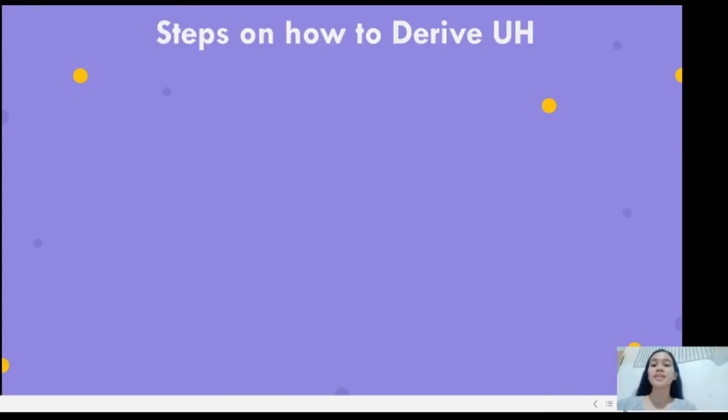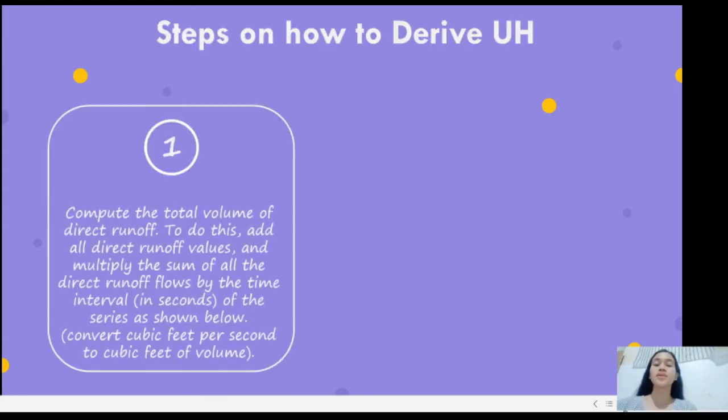So for the steps on how to derive the unit hydrograph, 1. We should compute the total volume of direct runoff. To do this, add all direct runoff values and multiply the sum of all direct runoff flows by the time interval in seconds of the series as shown below. Convert cubic feet per second to cubic feet of volume.